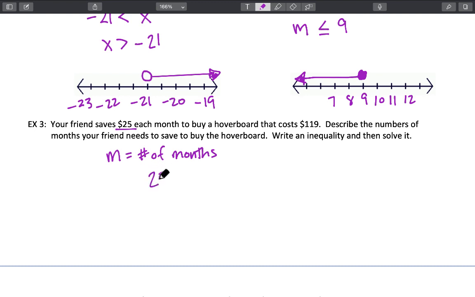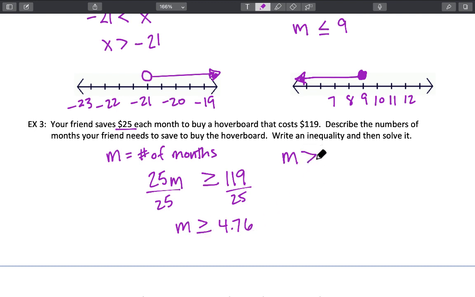So that means 25 times the number of months that they save for. They want the total amount that they save to be greater than or equal to $119. Let's divide by 25. And now we have m is greater than or equal to 4.76. All right, now this is kind of a decimal value of the number of months. So if they save $25 each month, then we need to round this up to make the most sense of this problem. So m, the number of months, needs to be greater than or equal to 5 months.